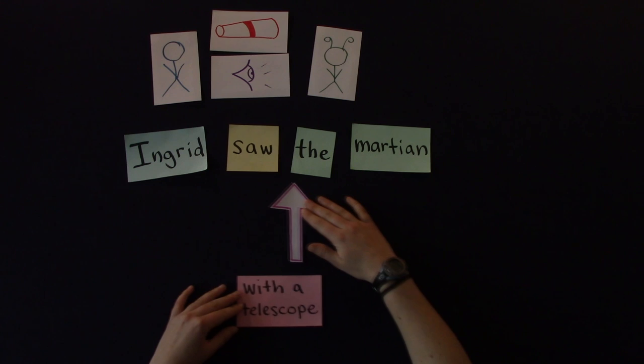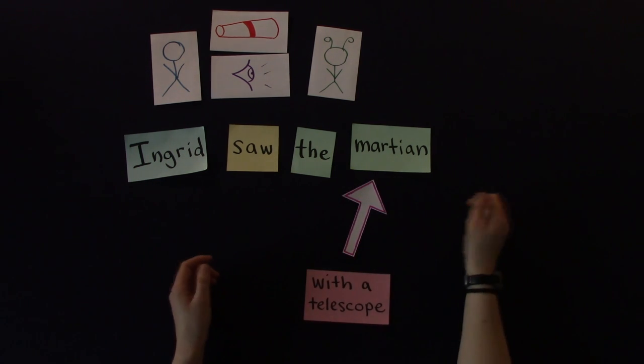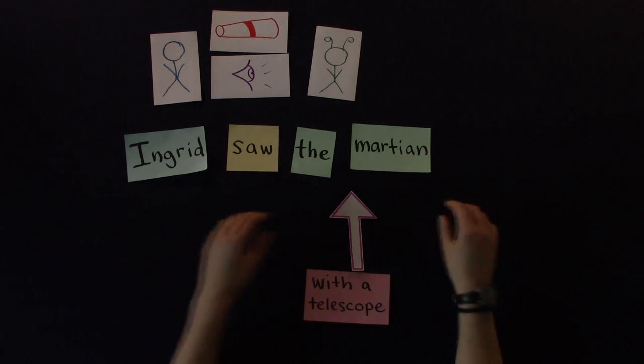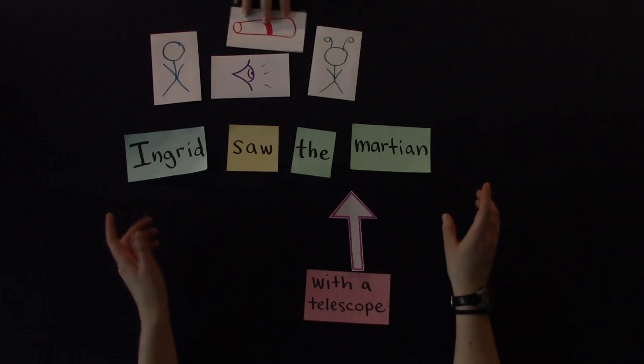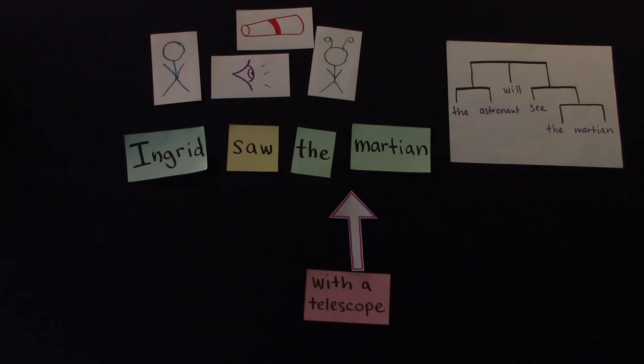Arrows like this are great, but they're kind of imprecise. Is the arrow pointing to Martian, or is it pointing to both of them? With just an arrow, we don't really know. Instead, we use what linguists call a tree structure diagram. You might recognize it from this video.